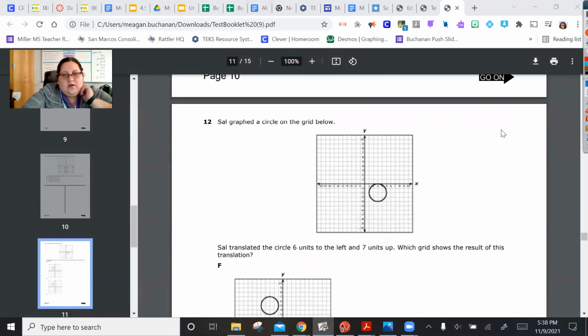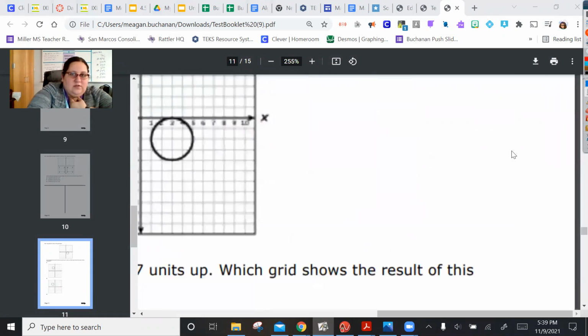Next one. So I know this one gave some of y'all confusion. Sal translated the circle 6 units to the left and 7 units up. Which results show that? So I'm going to zoom in a little bit so we can see it better.